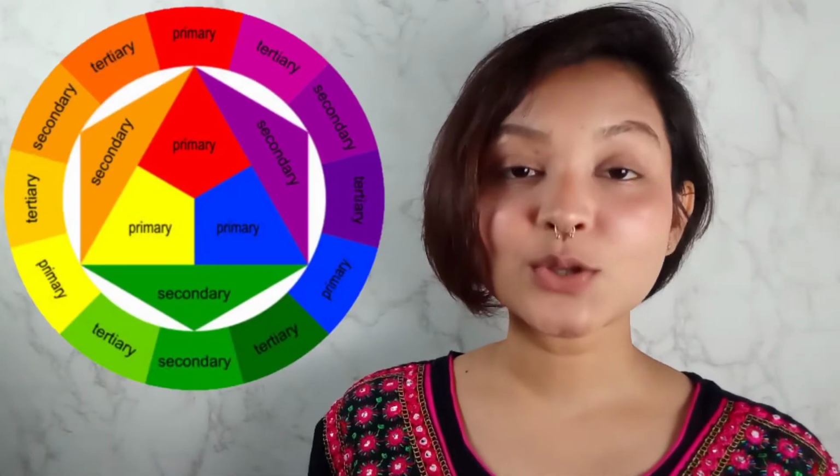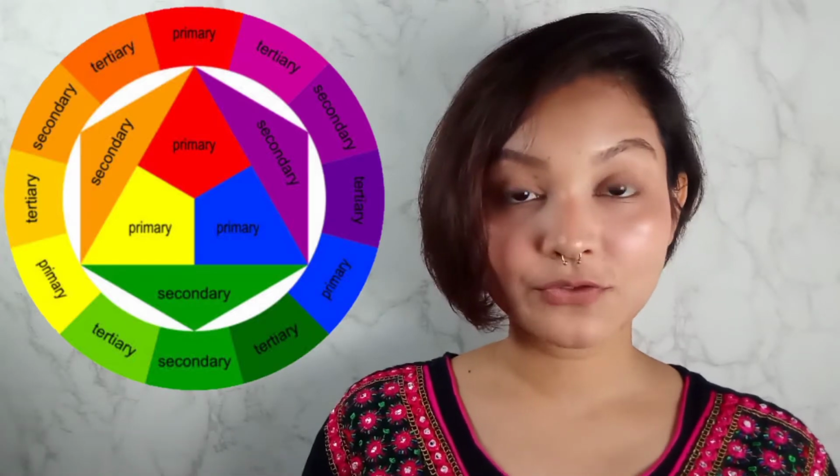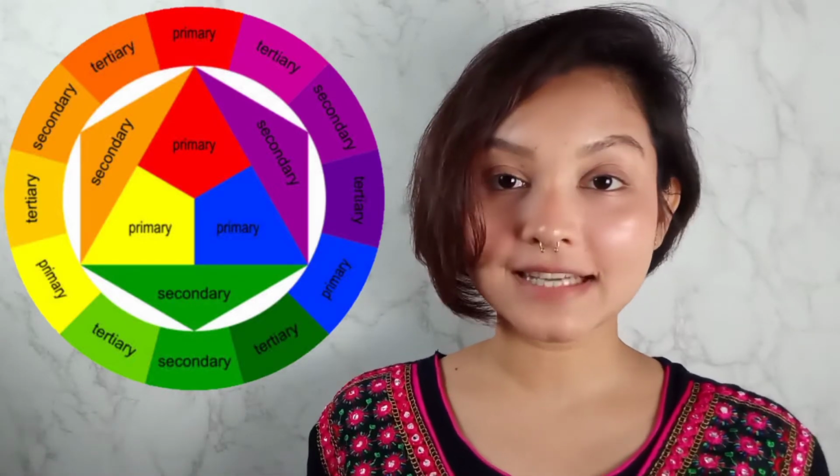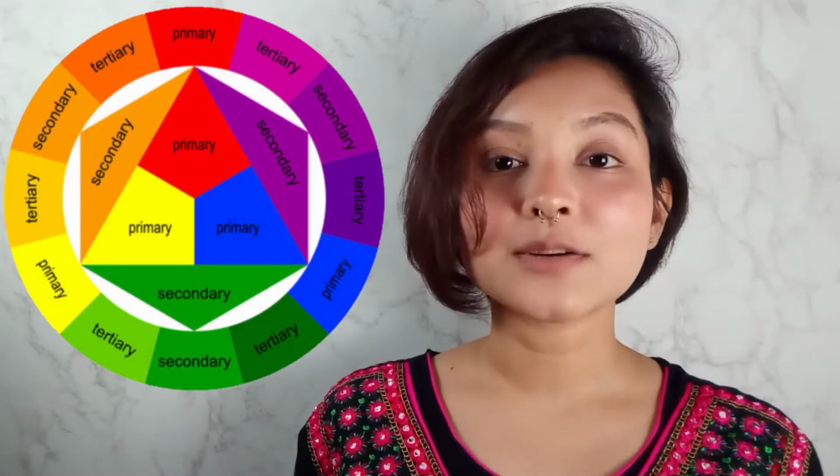So in the beginning, you can choose any three colors which are side by side in this board and you can make a look out of it. Another option can be a monochromatic eye look. So when you pick different shades of the same color, that is called monochromatic.